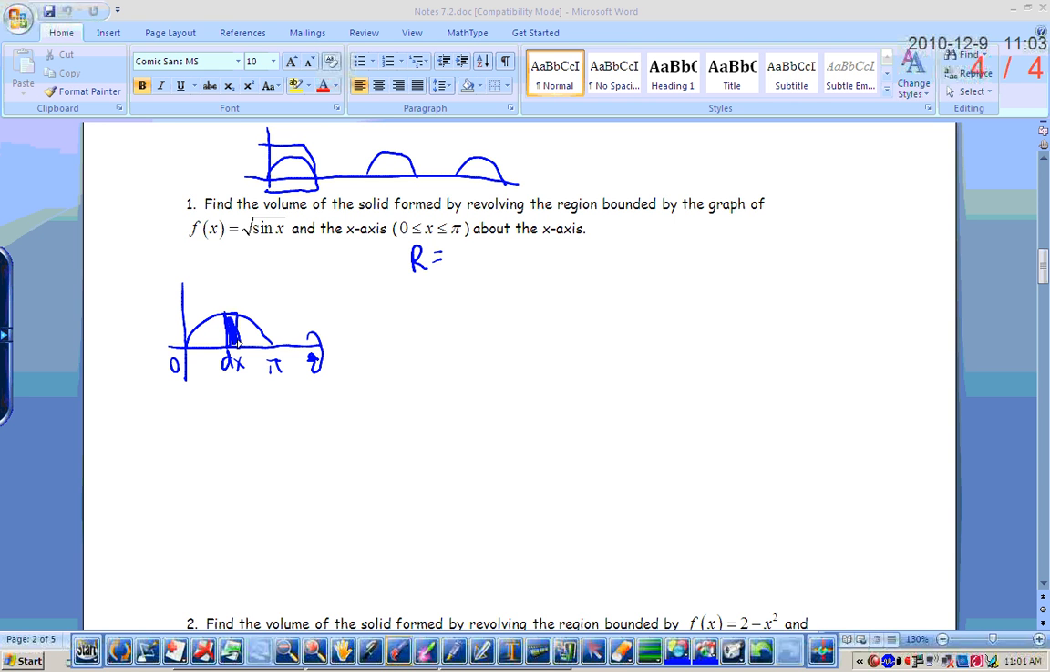All right, so what would the length of big R be? Yeah, it's just the square root of sine x, technically minus 0. The top of that rectangle is the curve square root of sine x. The bottom is y equals 0. All right, so the formula is going to be pi integral of R squared.